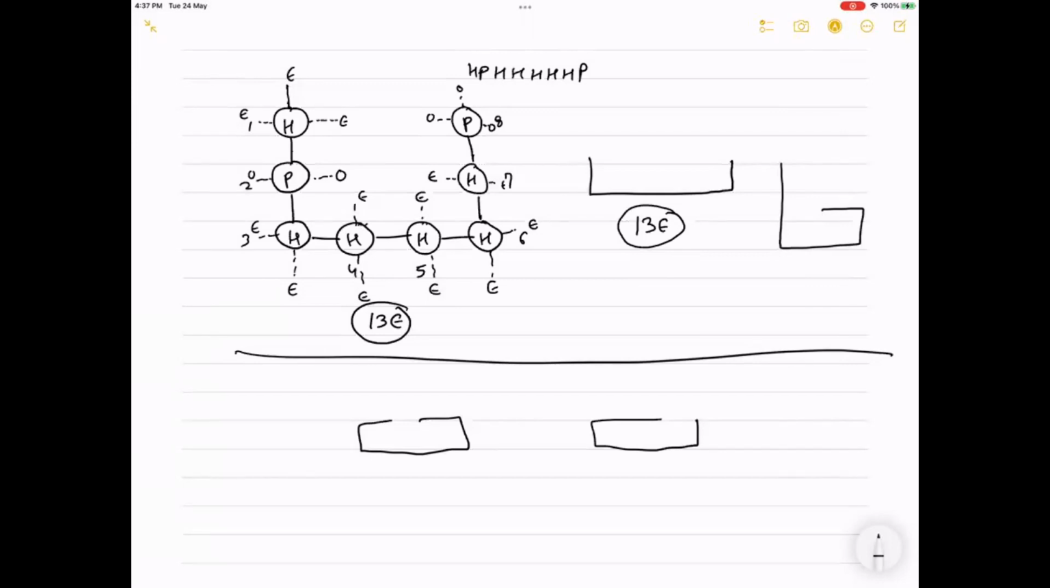Anyone else? Aman, yeah, please go ahead. 13 for this as well. Okay, yeah. For the last one too, it will be 13 epsilon. Okay. Now, last two. Anyone?